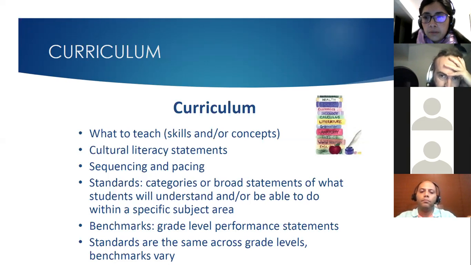Los benchmarks serían como los objetivos o los logros en español. Yeah, something like that. And standards are more general. Okay, very good.